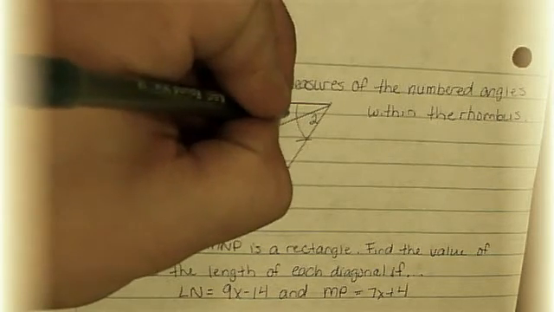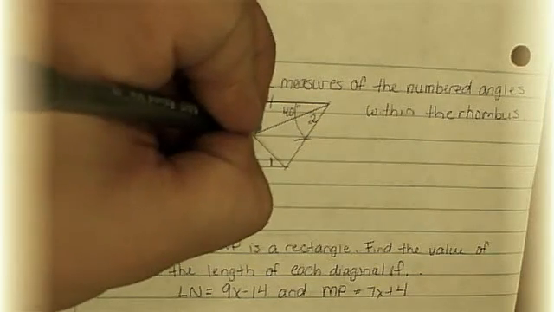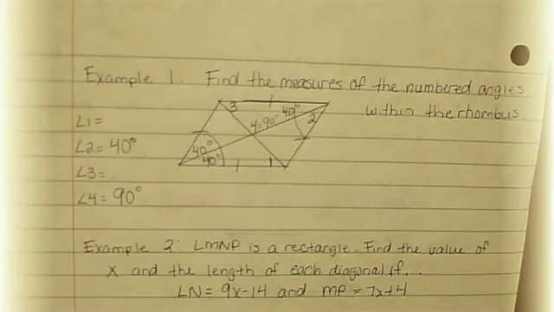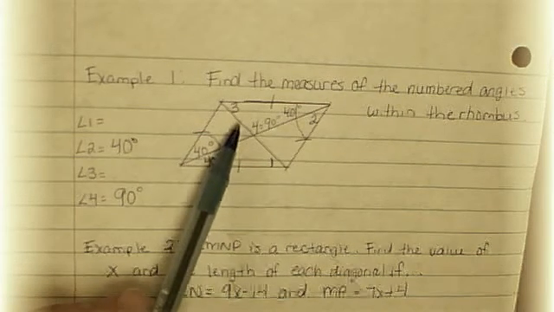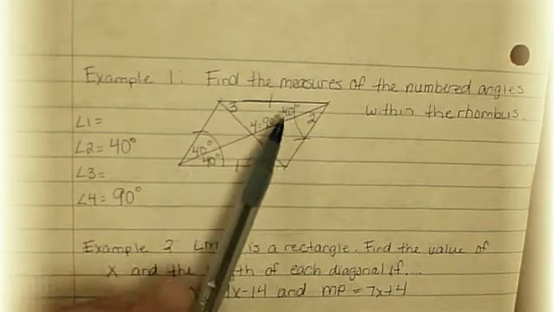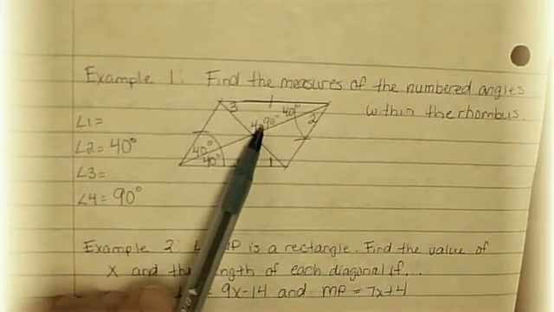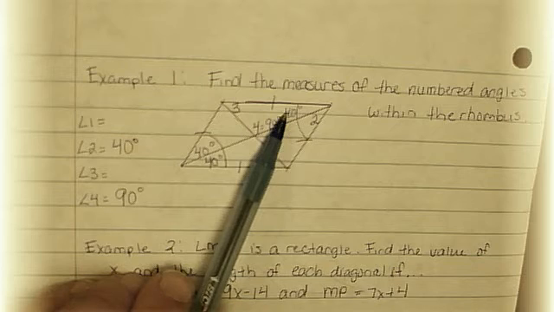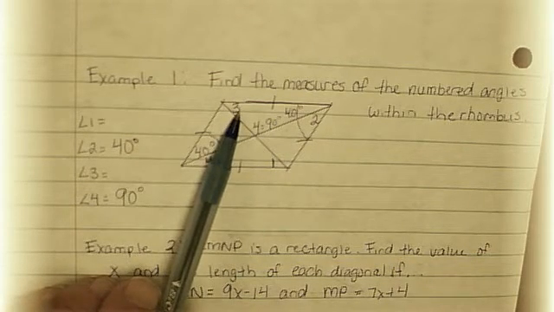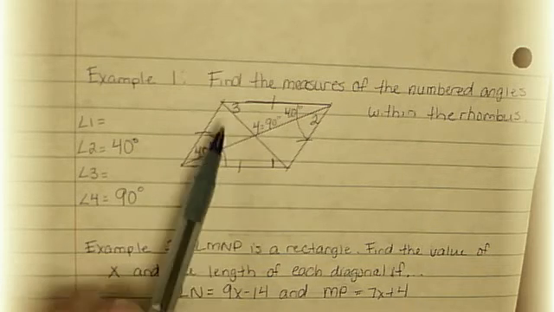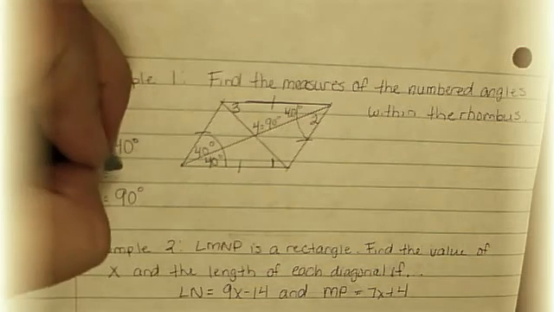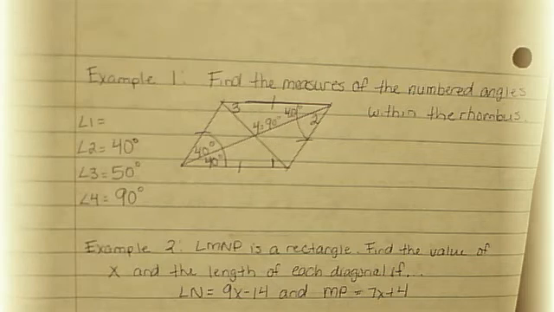Now if I have 40 degrees here, I have 90 where angle 4 is, and I know for a fact that there are 180 degrees in every triangle, I can find angle 3 by finding the sum of 90 and 40, which is 130, and then angle 3 has to satisfy that 180 degrees, so it must be 50 degrees. So angle 3 would be 50.